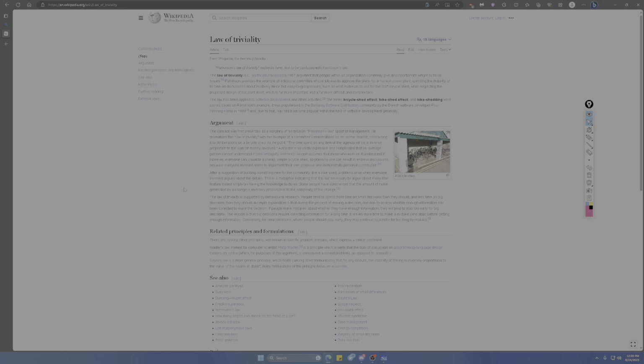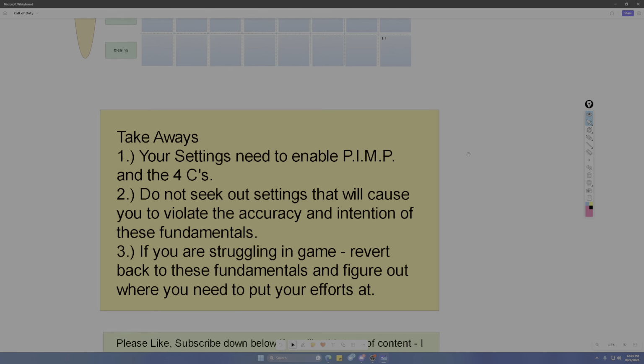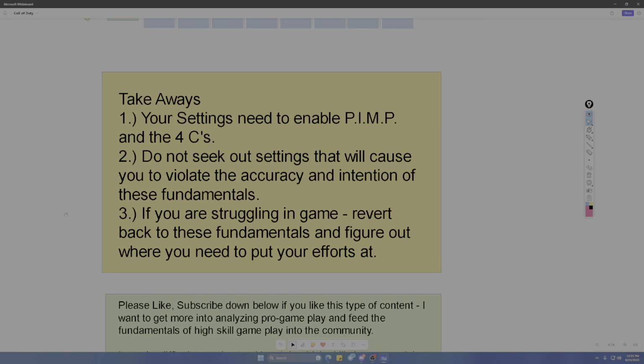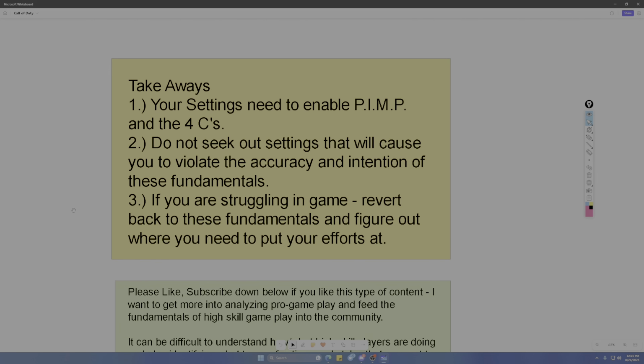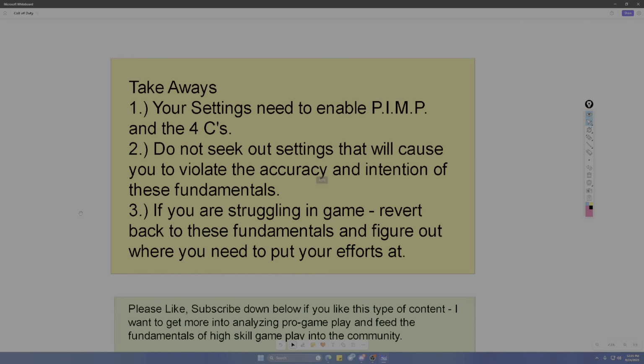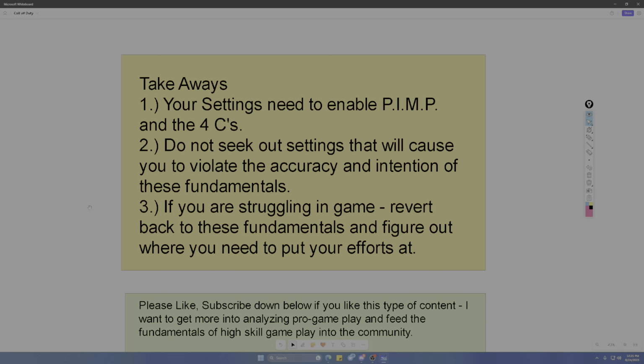So don't let your settings become your bike shed. You really put your time into these fundamentals right here. We're human. I understand. We get tied up in settings. It's fun. Sometimes that's what our game day is all about, or our gaming session. But if you're truly looking at improving in the game, here's your takeaways right here.